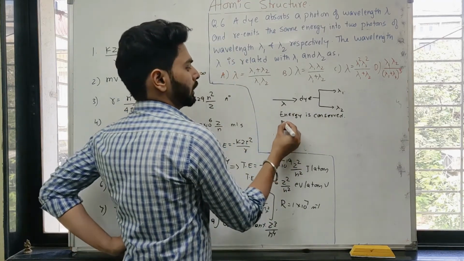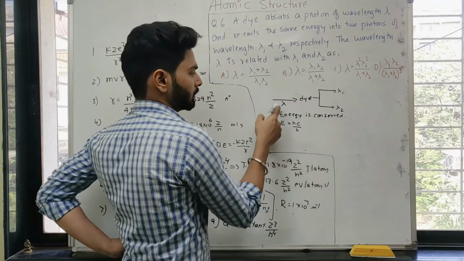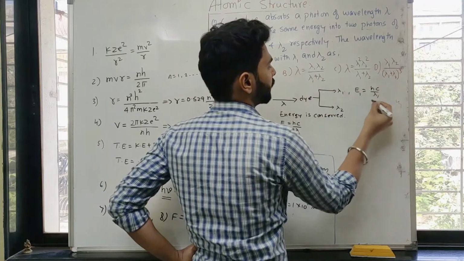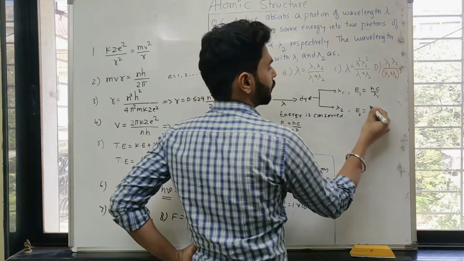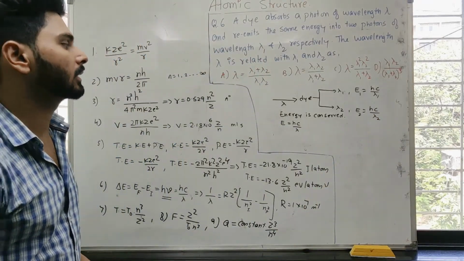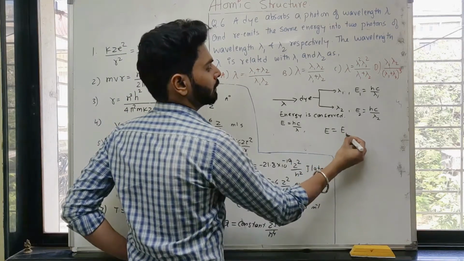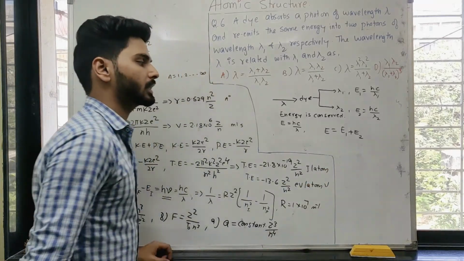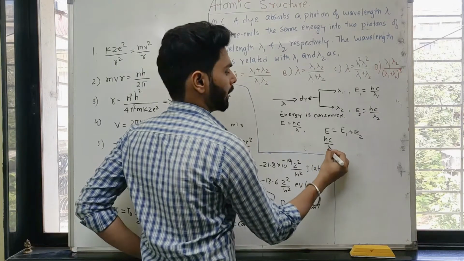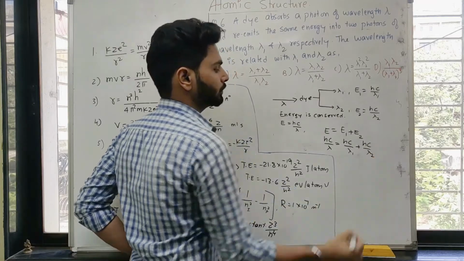So E is equal to, let's say, hc upon lambda. This is for this. And here energy 1 equals hc upon lambda 1. Here energy 2 equals hc upon lambda 2. So this can be written. Now energy is conserved, so E equals E1 plus E2. Total energy must be conserved. So hc upon lambda is equal to hc upon lambda 1 plus hc upon lambda 2.